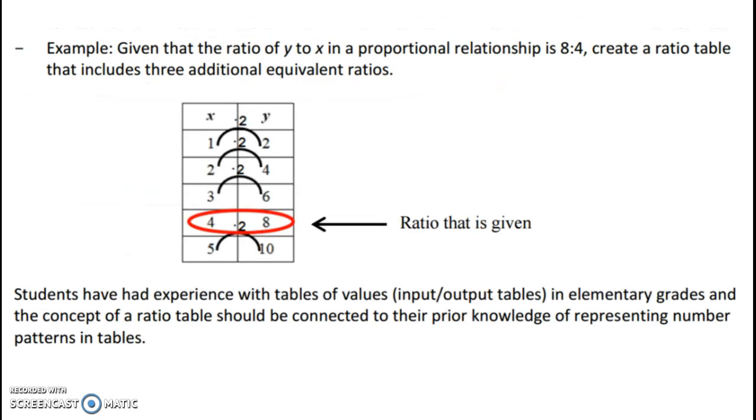Students need to be able to find and use a constant of proportionality to find other values in creating a ratio table. Notice on the ratio that is given, in y to x form, the first number of the ratio goes in the y column in the table, and the second number goes in the x column. Teachers need to help students recognize that even though the ratio is y to x, we still need to see what to do to x to make it into y. Teachers should help students make connections with their prior knowledge of input-output tables from elementary school.